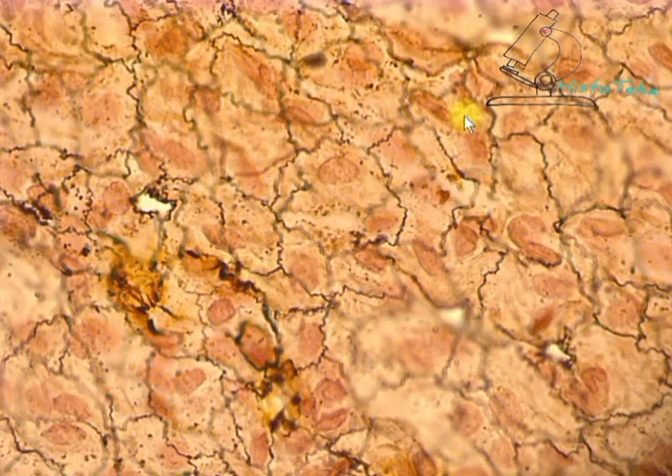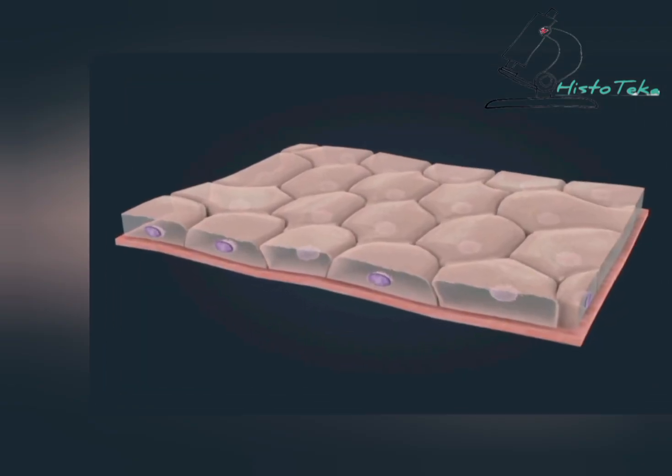signs. Capillaries with red blood cells are visible through the epithelium. This indicates that the cells are thin, that is, flat. Other properties of the surface epithelium can also be determined on this preparation.